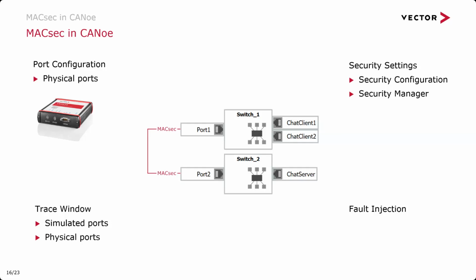As an example, which comes with CANoe 17, there is a chat example. The chat example itself has existed for quite a long time, but in this case, of course, we want to have it MACsec secured. So the two physical ports, port 1 and port 2, shall be MACsec secured, and they are on a switch. And on the right side, you see that we have virtual ports. So let's go to the CANoe demo. I will stop my video because I have the presentation on the other monitor.